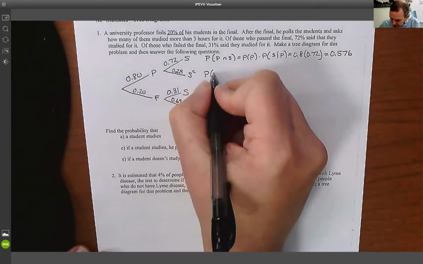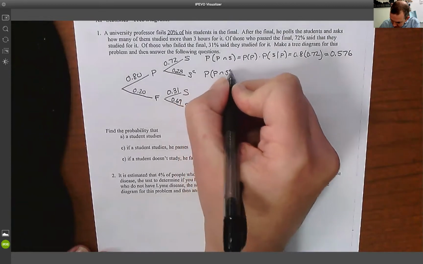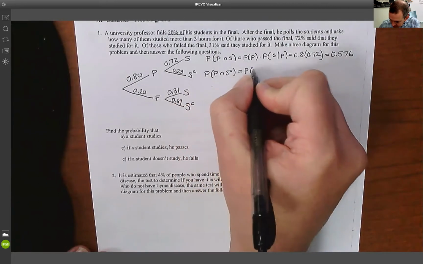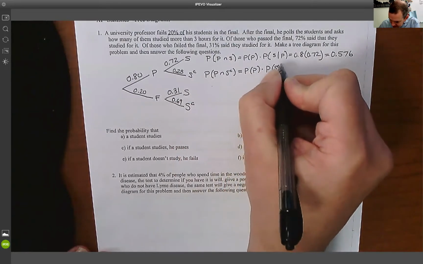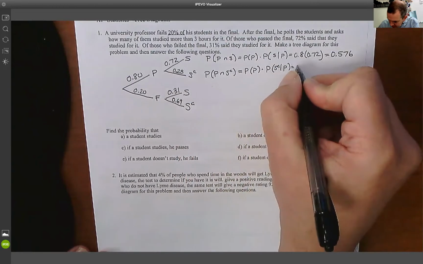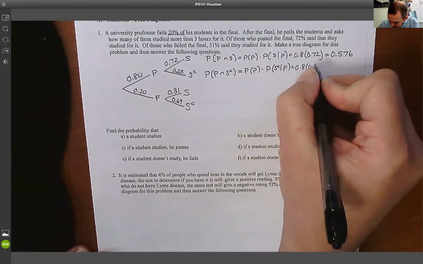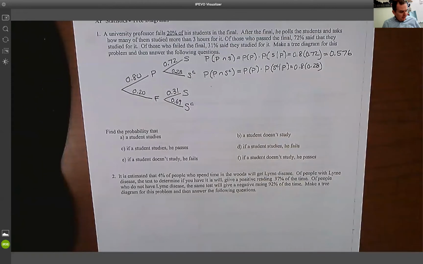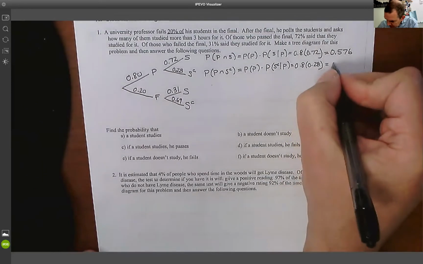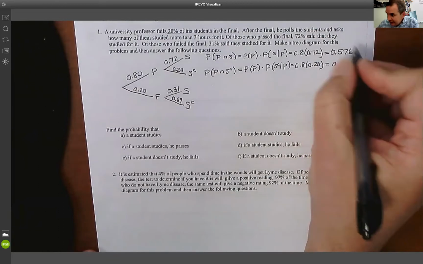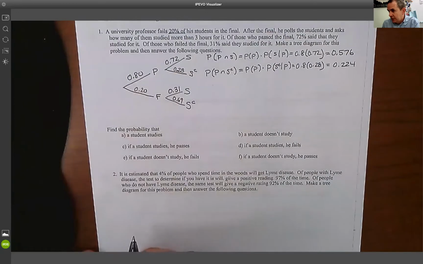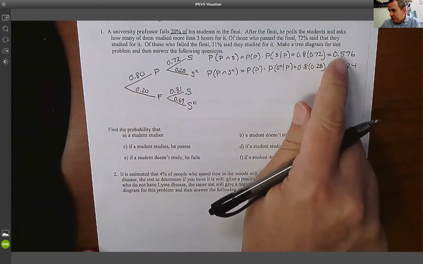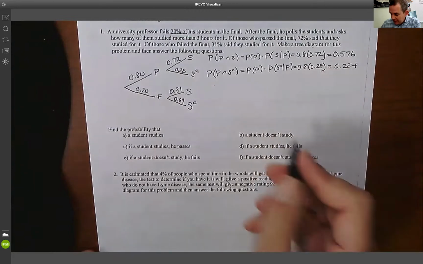This is the probability that someone passed and they didn't study. That's the probability that you passed, times the probability that you didn't study given that you passed. So that is 0.8 times 0.28. And 0.8 times 0.28 is going to give you 0.224. If you add these two numbers together, the 57.6 to 22.4, you're going to get the original 80%. That's just saying how the split is of the 80% who pass the test.